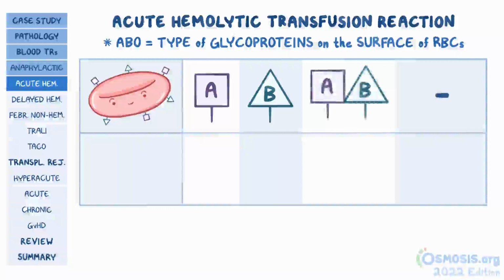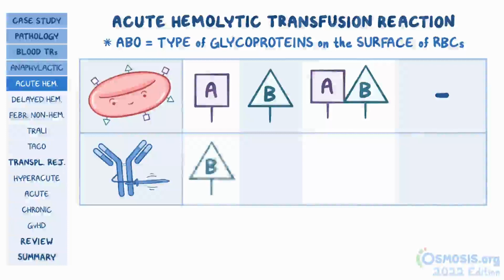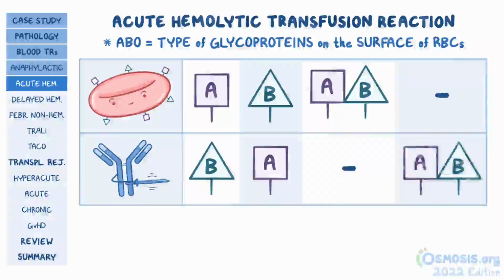The immune system produces antibodies against the glycoproteins that you don't have. People with type A blood have antibodies against type B glycoproteins, and vice versa, while those with type AB blood don't have antibodies against any red blood cell glycoprotein. And finally, people with type O blood have antibodies to both A and B glycoproteins.